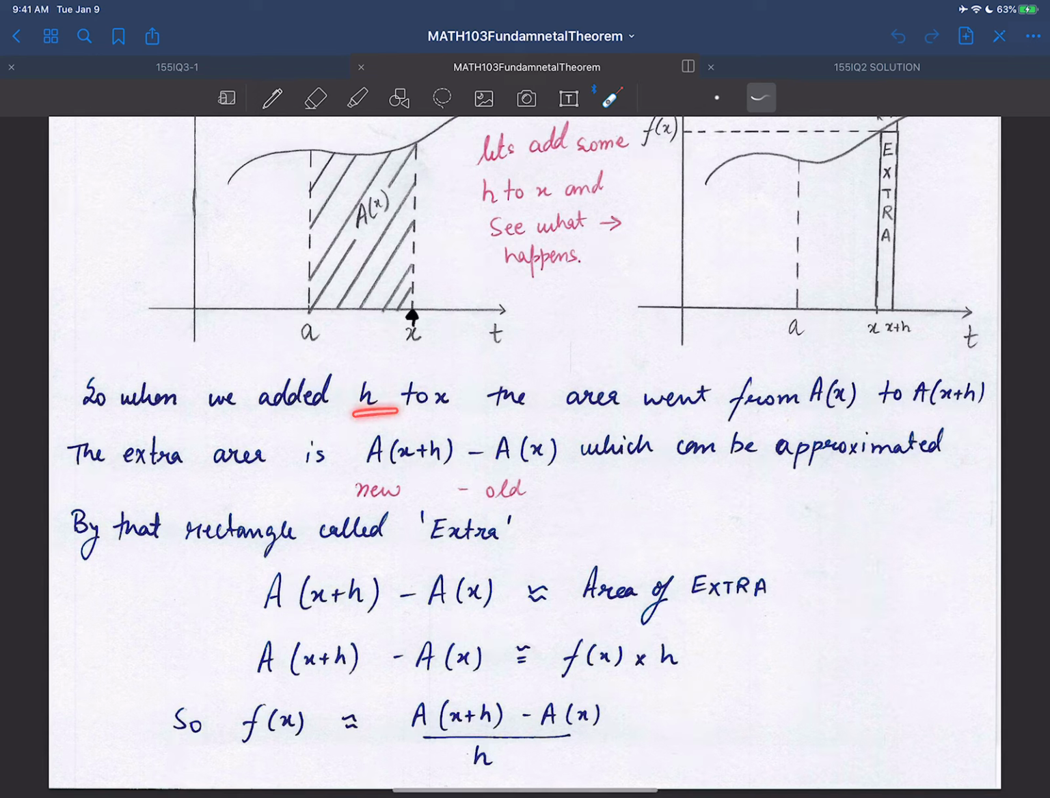When you add h to the x, what you're going to get is the area went from A of x to A of x plus h. And the extra area, which could be figured out as the new minus the old, the new is A of x plus h, minus the old one, A of x, can be approximated by the new rectangle we call extra. Okay, that's what the idea is. So we know the difference between these two will approximately be equal to the area of extra.